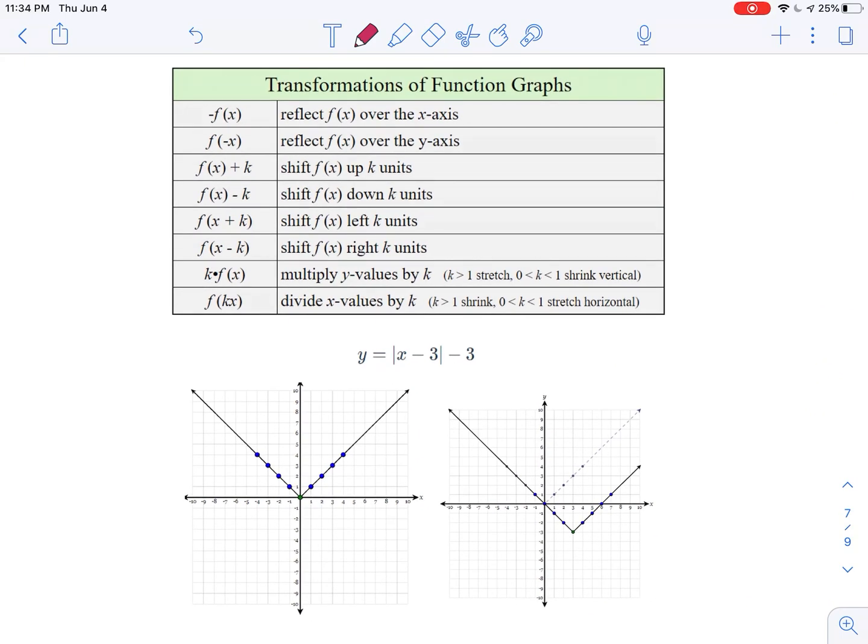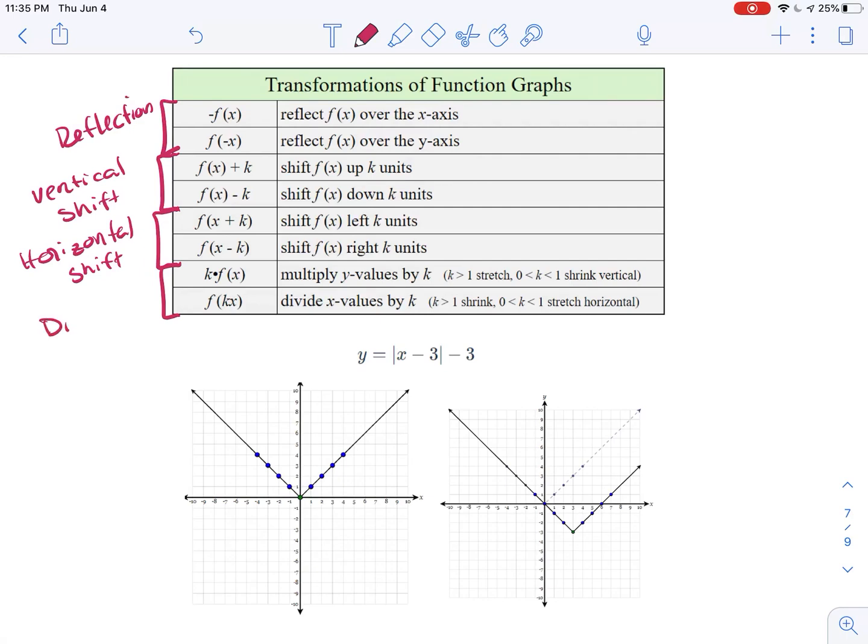Now, the last thing we need to talk about are the different transformations. All right, what kind of transformations are you responsible for knowing? Well, there are reflections, right? Reflections in the different axes. There are vertical and horizontal shifts. So if it's on the outside and you're adding or subtracting, that is a vertical shift. If it's adding or subtracting on the inside, that's a horizontal shift.